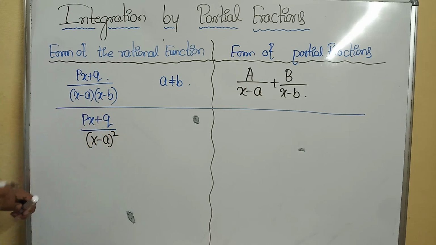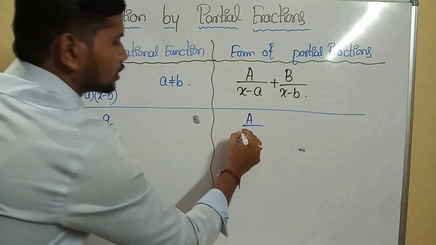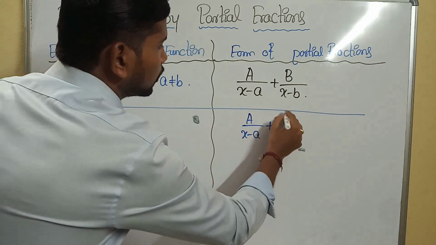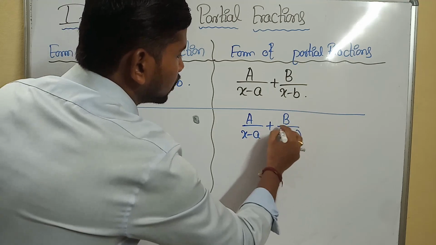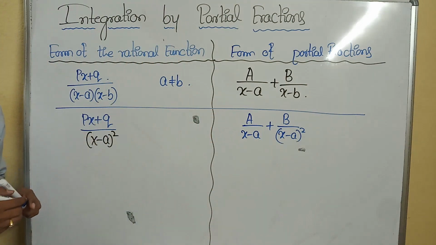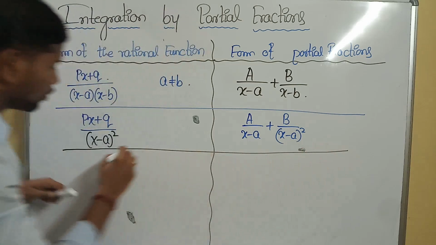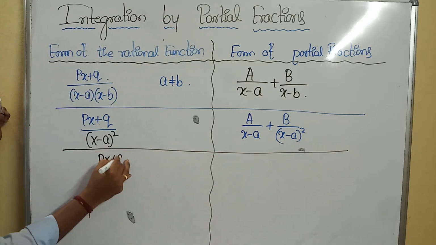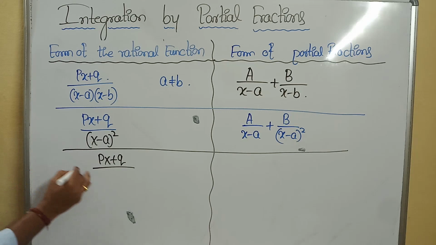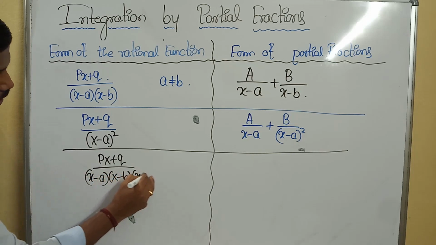If the denominator is x minus a whole square, how do I express it in partial fractions? It is very simple. I need to express it as A divided by x minus a plus B divided by x minus a whole square. If it is power 3, plus C divided by x minus a whole cube, that we need to take. If it is a combination of these, px plus q divided by x minus a, x minus b, x minus c.